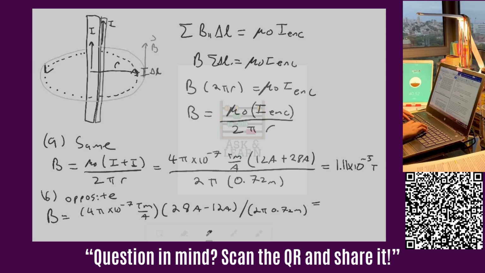Put that in our calculator, and we see that we get an answer of 4.4 times 10 to the negative 6 Teslas. And that's our answer.